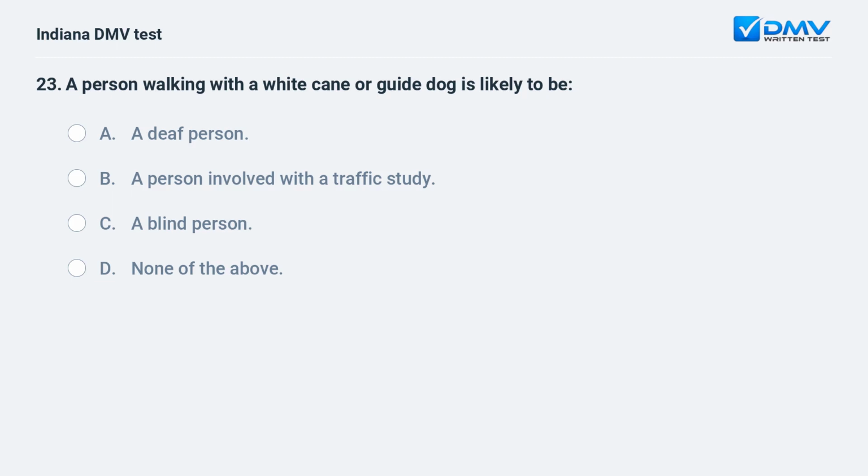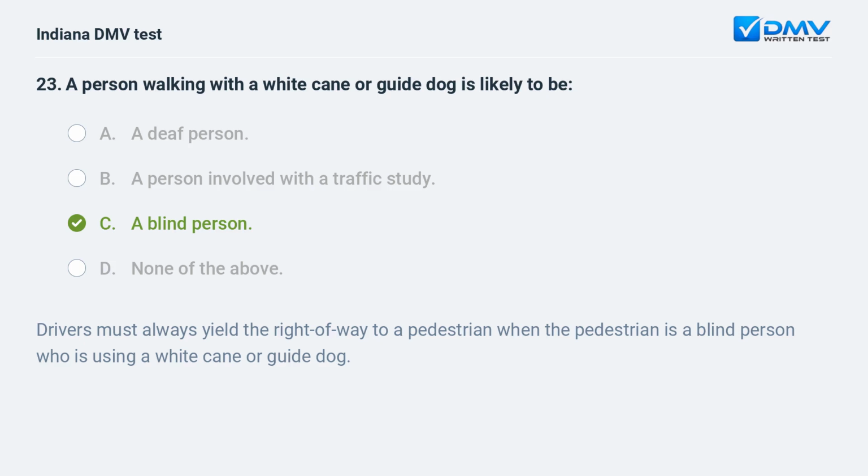A person walking with a white cane or guide dog is likely to be A. A deaf person. B. A person involved with a traffic study. C. A blind person. D. None of the above. C. A blind person. Drivers must always yield the right of way to a pedestrian when the pedestrian is a blind person who is using a white cane or guide dog.